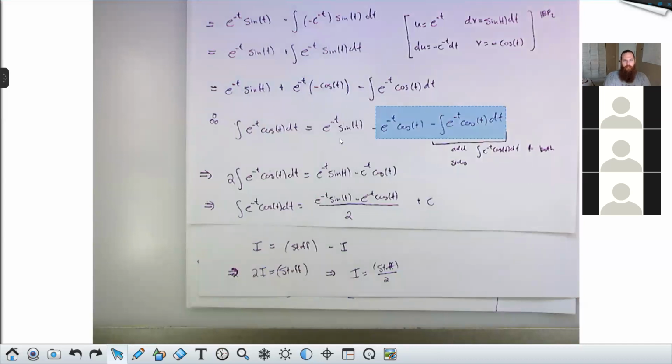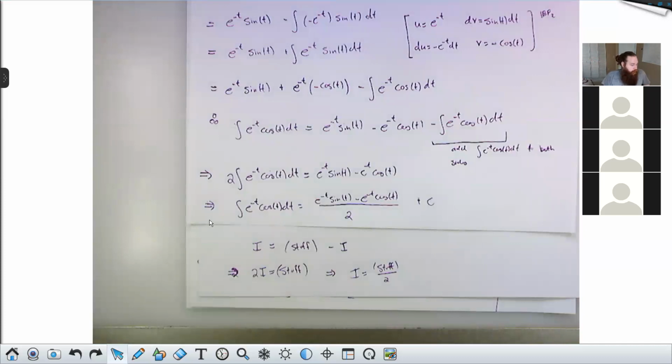How are we feeling about this? Getting to this line and then adding over? It's usually a little bit shocking. I know I was shocked the first time I saw this. Okay, cool. So that's integration by parts. We're done with 7.1. Congratulations. That's all the sneaky stuff I needed to show you today.